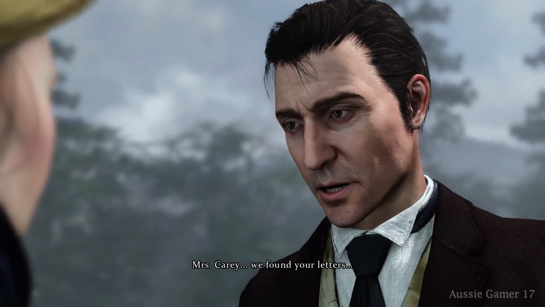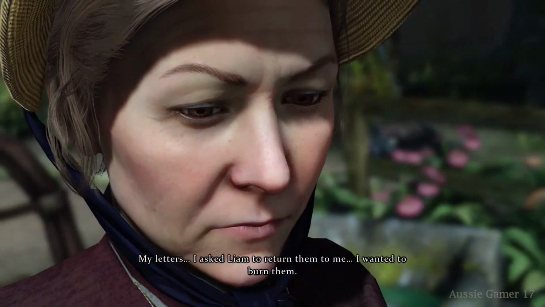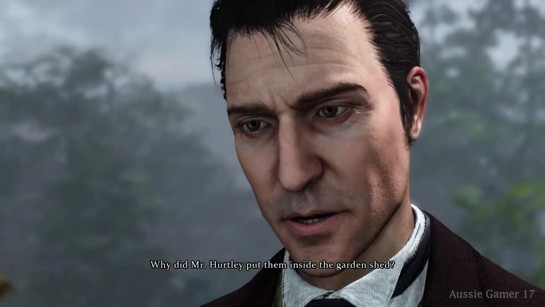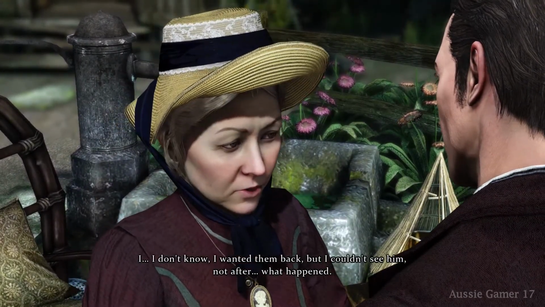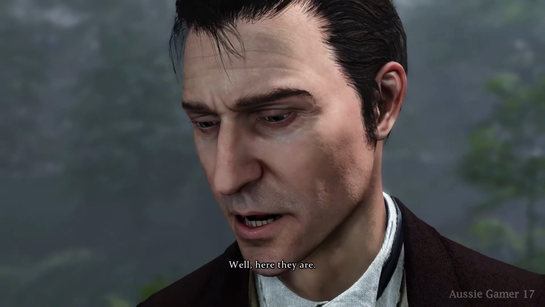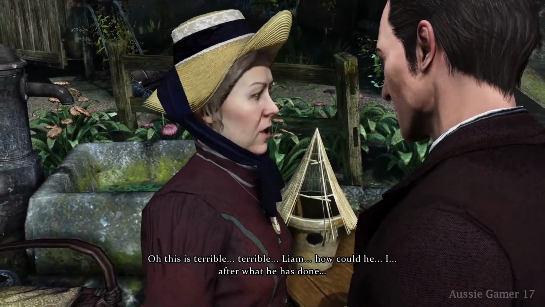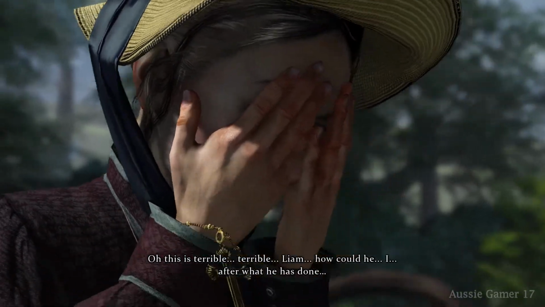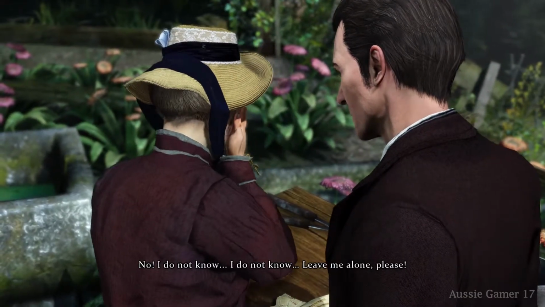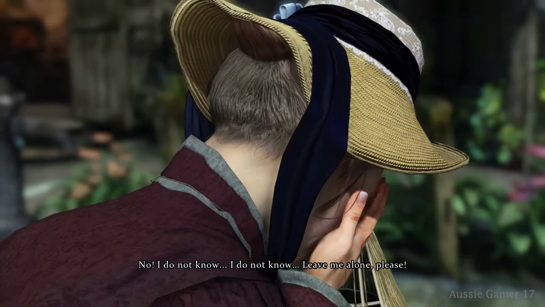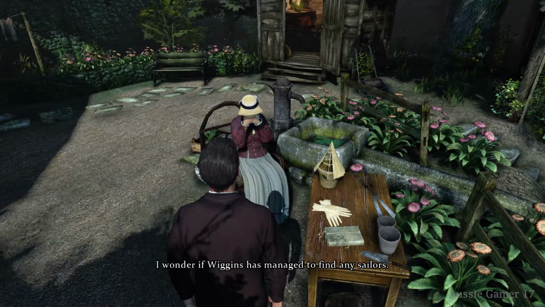Mrs. Carey, we found your letters. My letters? I asked Liam to return them to me. I wanted to burn them. Why did Mr. Hurtley put them inside the garden shed? I don't know. I wanted them back, but I couldn't see him, not after what happened. Well, here they are. Oh, this is terrible. Terrible. Liam, how could he? After what he has done. You believe that he killed your husband? No, I do not know. I do not know. Leave me alone, please. Thank you, madam. I wonder if Wiggins has managed to find any sailors.